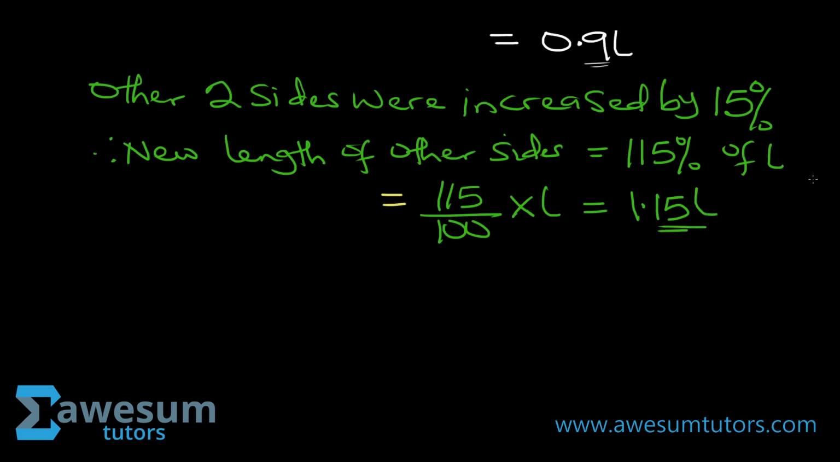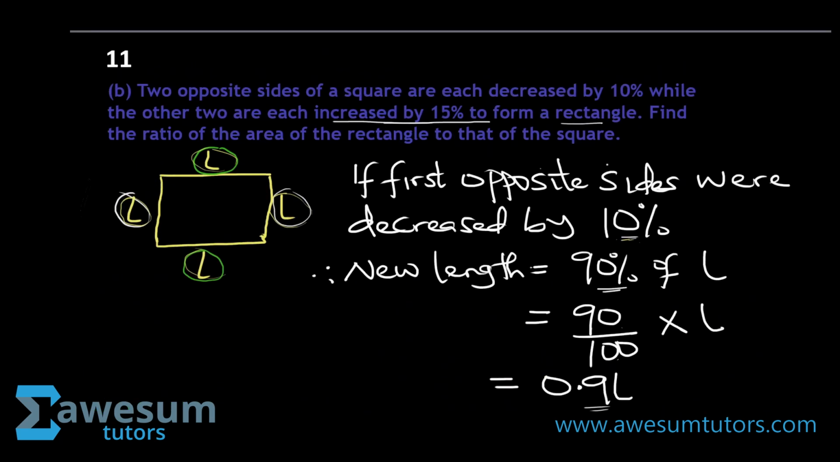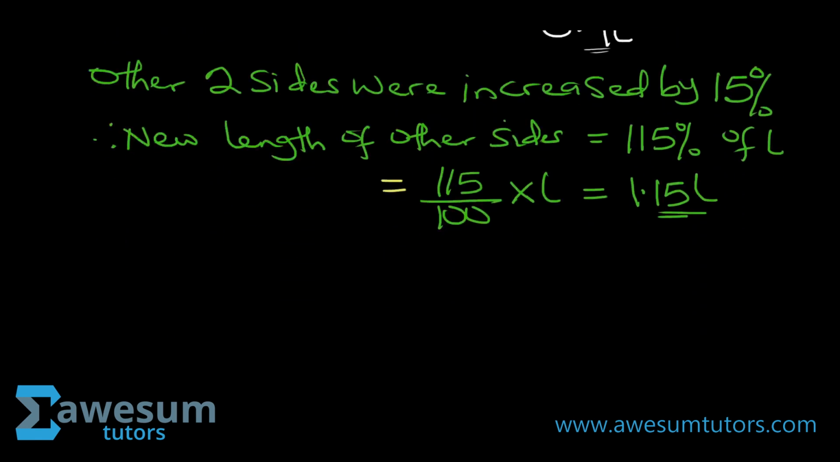We are almost there. Now let us go back to the question. The question says find the ratio of the area of the rectangle to that of the square. Remember, we started from being a square. All the lengths are L, right? But now two of the sides, this side and this side, have been decreased, right? Now it is 0.9L. Let us draw that out.